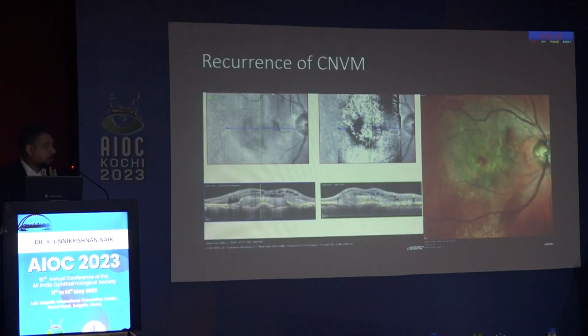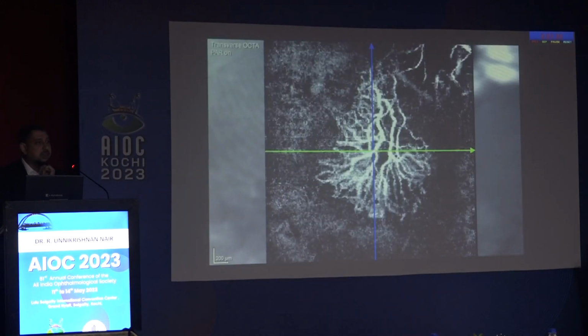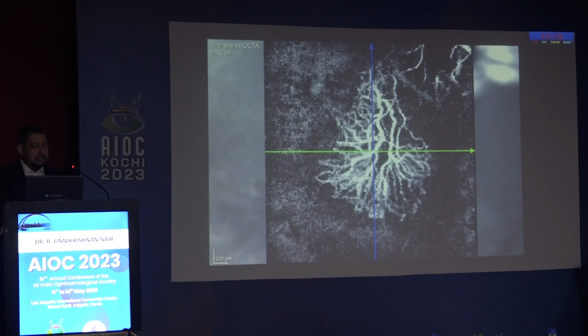So I will just probably stop with this. Recurrence of CNVMs. How do you know when a CNVM is coming back after treatment? It's a beautiful picture to show you. You see the edges, you see small anastomotic things going along the edge. You see small vessels in between the large filamentous vessels. And this is how OCTA tells you that a CNVM is recurring.